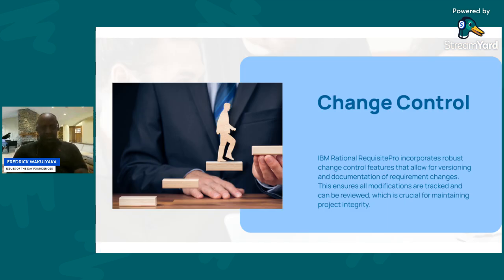Change control. IBM Rational Requisite Pro incorporates robust change control features that allow for versioning and documentation of requirement changes. This ensures all modifications are tracked and can be reviewed, which is crucial for maintaining project integrity.